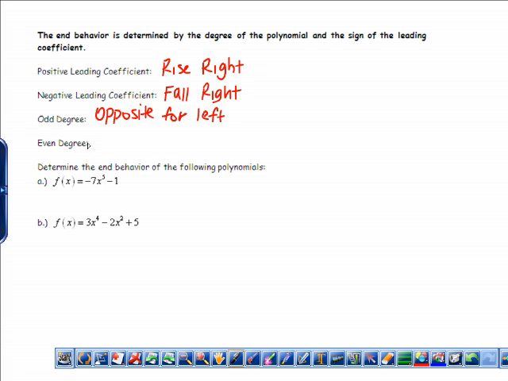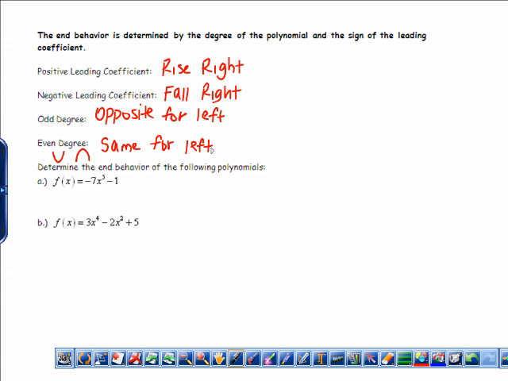And an even degree. Think about a parabola. A parabola is an example of an even degree polynomial we've done lots of things with. Parabolas either look like this or like this. Notice how the behavior is the same to the left and to the right. So we're going to write the same behavior. So let's do a couple of examples and make sure that everybody understands this.